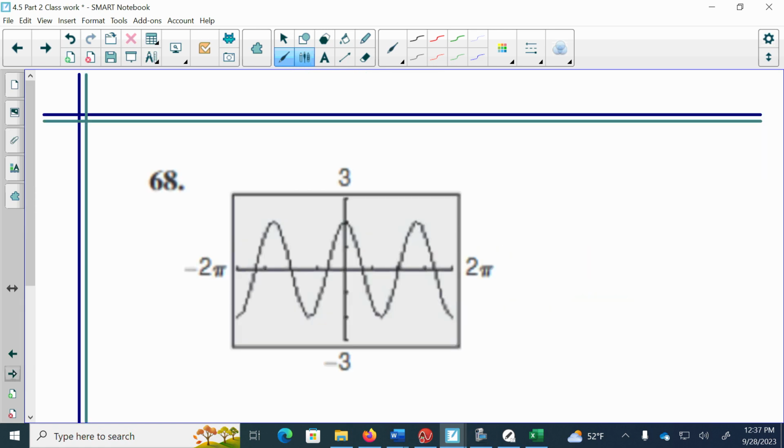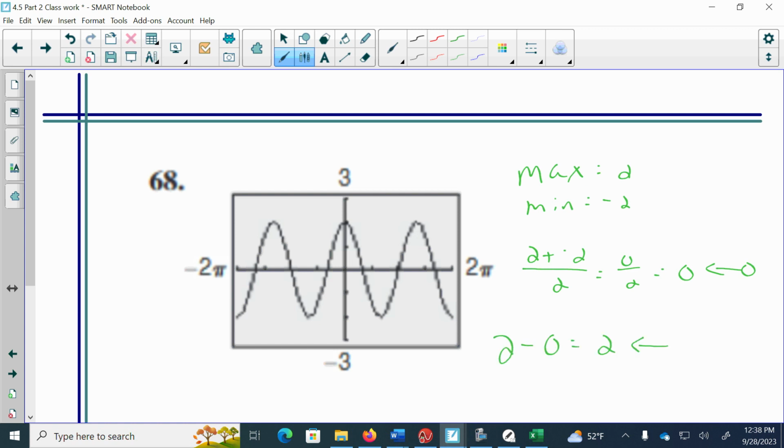Okay, last one, number 68. I have my graph. It looks like my max is 2. It looks like my min is a -2. So to find that midline, I am going to take the average of those two, and I am going to get 0. To find my amplitude, I'm going to take my max minus my min, and get 2, and that is my letter A. I am going to put that midline on, so my midline again is 0.